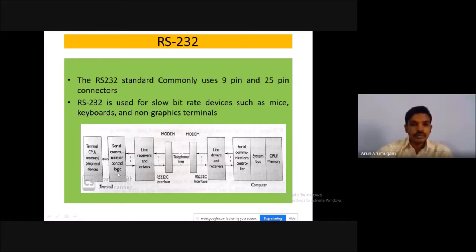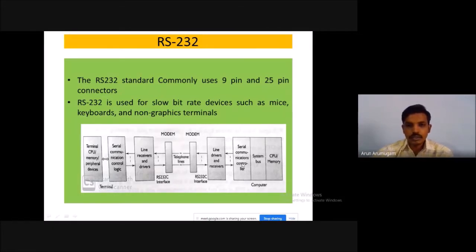So the block diagram is shown here. The terminal, CPU, memory, and peripheral devices are connected via the serial communication logic, line receivers and drivers. Here is the RS-232 interface. In some telephones we are using RS-232, that is, modulator and demodulator. In between the modulator and demodulator, the RS-232 cable is used to transfer the data in a serial manner. Both transmitter and receiver use RS-232. Here are the line receivers and drivers, from computer to the terminal.